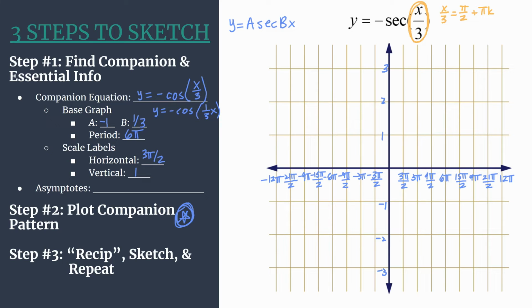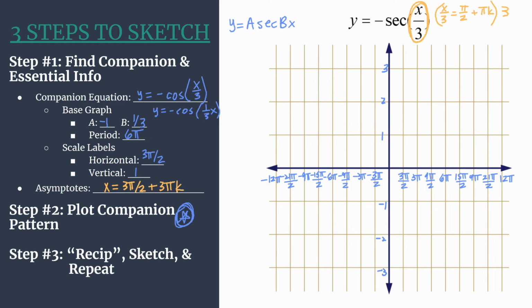All right, so again, we took our inputs of our secant function, set them equal to pi over 2 plus pi k, and then simply solve for x. So to do that here, we would multiply the whole equation by 3, and let's write our final equation over in our template. So we'll have x equals 3 pi over 2 plus 3 pi k.